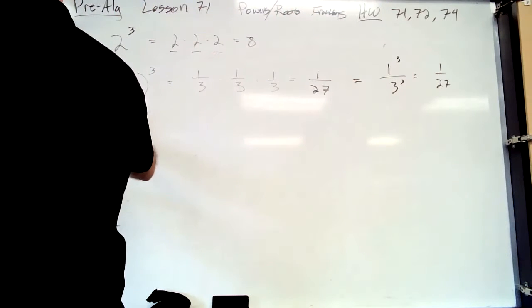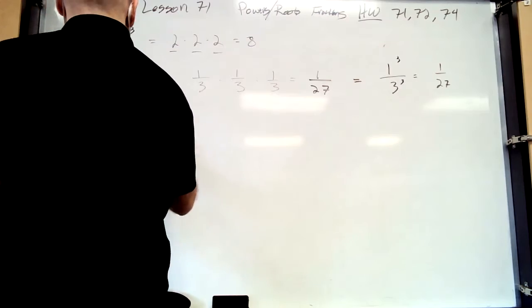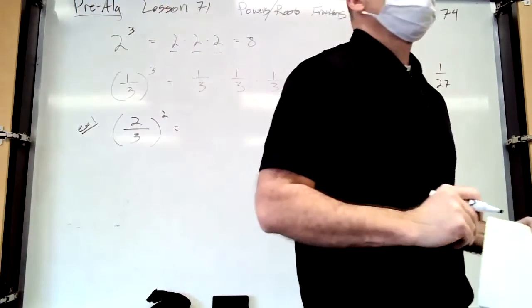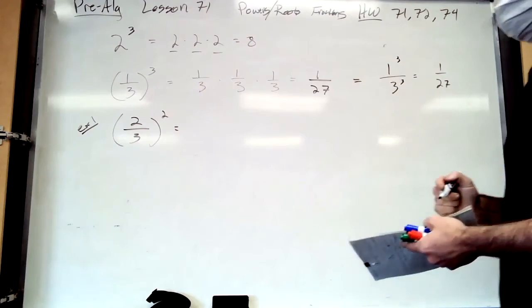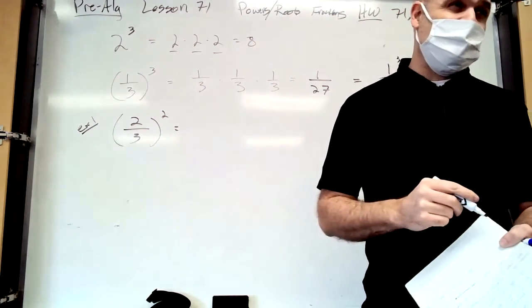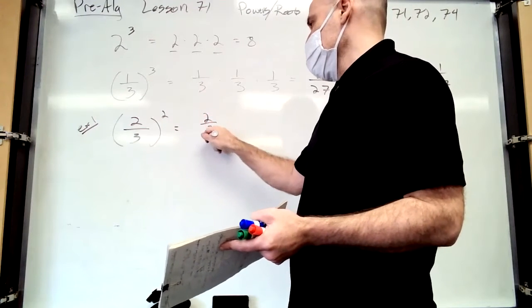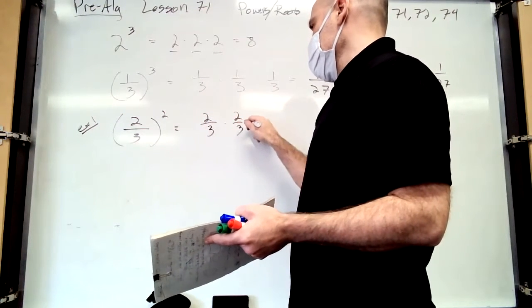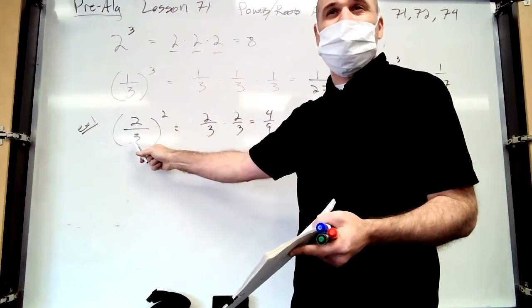So see if you can do this one. Ready? See how fast you can do this. It's 2/3 times 2/3, which is 4/9. You add the exponent, you don't multiply by 2. Or in other words, 2 squared over 3 squared.